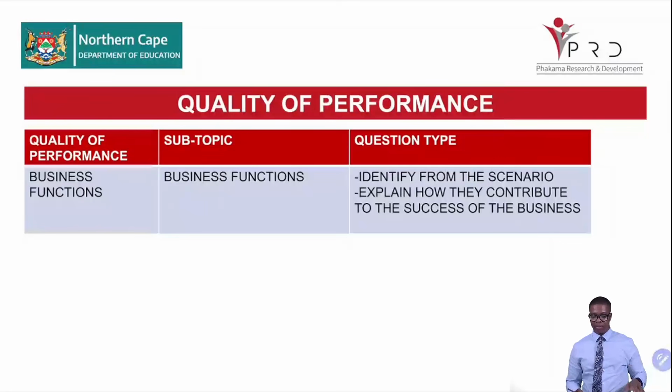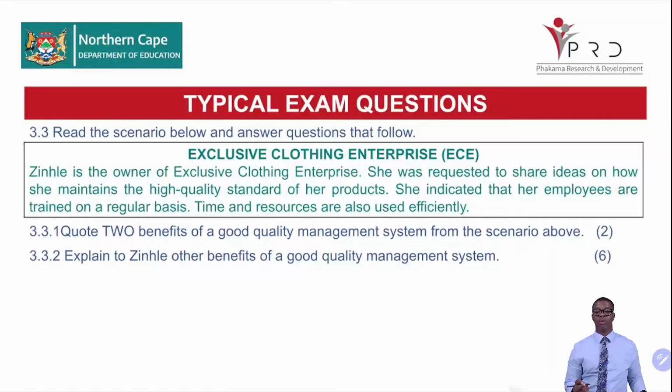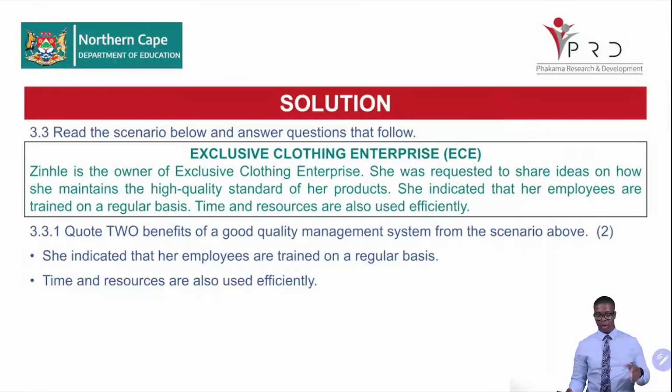Then business functions, you should be able to know how to identify the business functions from the scenario, and also you should be able to explain how they contribute to the success of the business. And you should know that we have 8 business functions. Now, let's start with the first one, where we are looking into the benefits of a good quality management system.